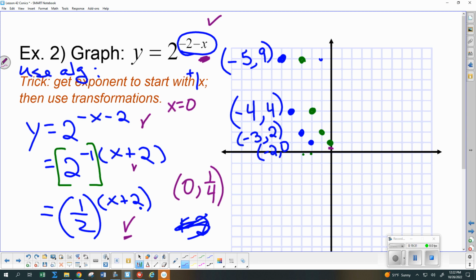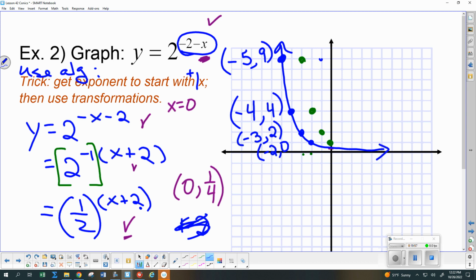I did have the positive x-axis as a horizontal asymptote. If I shift that x-axis to the left 2, does it look any different? So I still have the same asymptote. So my final graph comes along like this and still has that same intercept, that same asymptote.